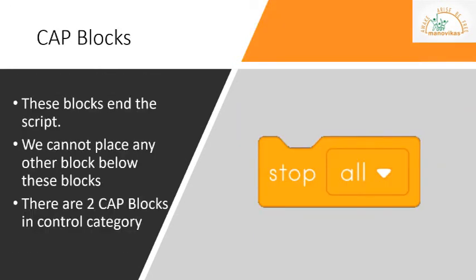Okay, next, the last type of blocks are cap blocks. Just like how you have head blocks to start the script, we have cap blocks to end the script. So these are the blocks basically used at the end. After this you cannot use any blocks. You cannot place any other block below this block.